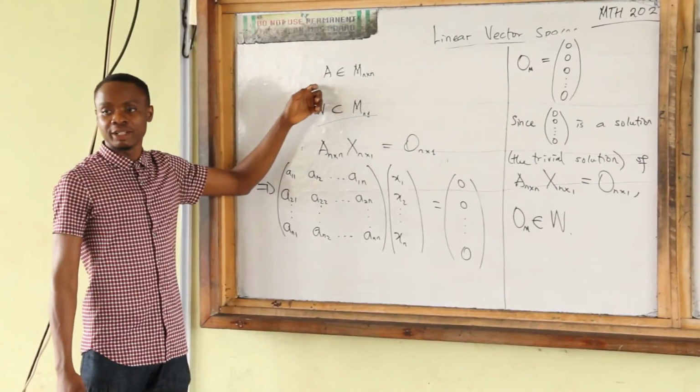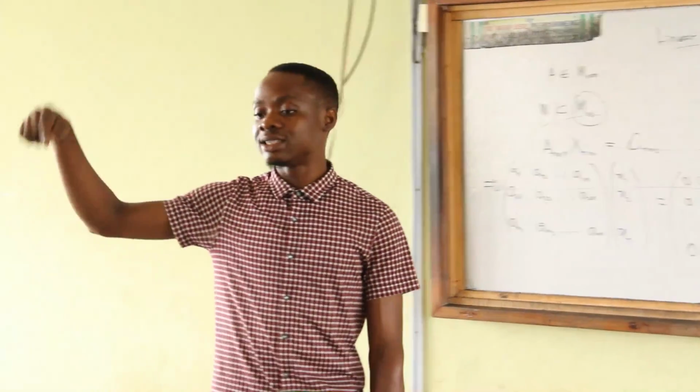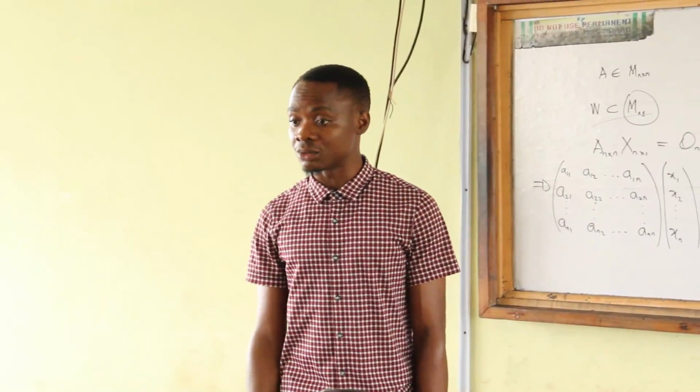This is what this first statement means. It's telling you that A is an n by n matrix. The next one we want to check is the second condition. Is it making sense? Is it clear?